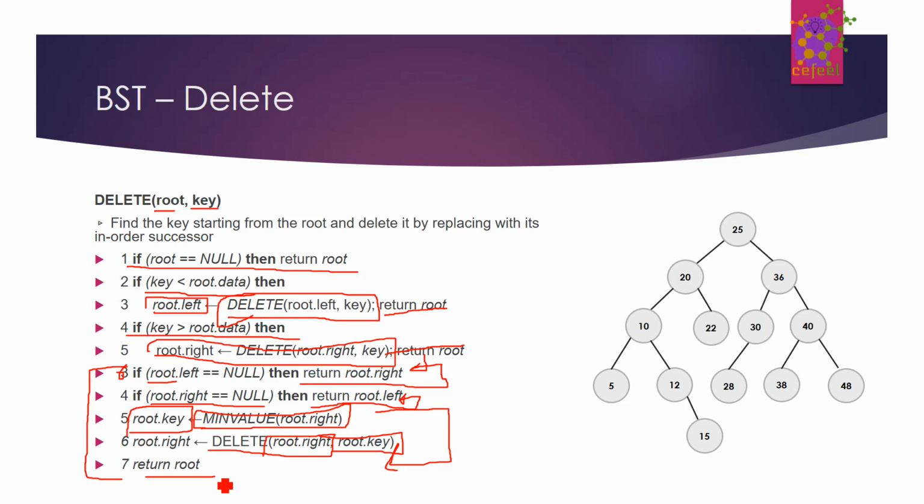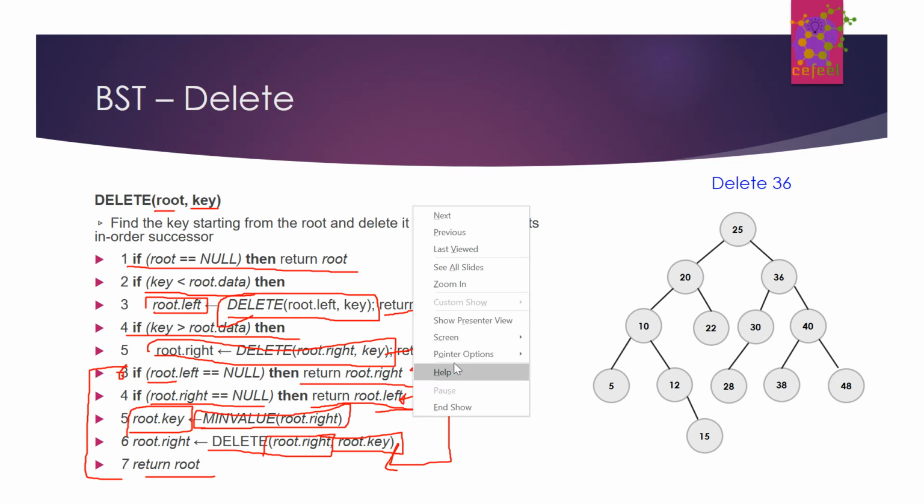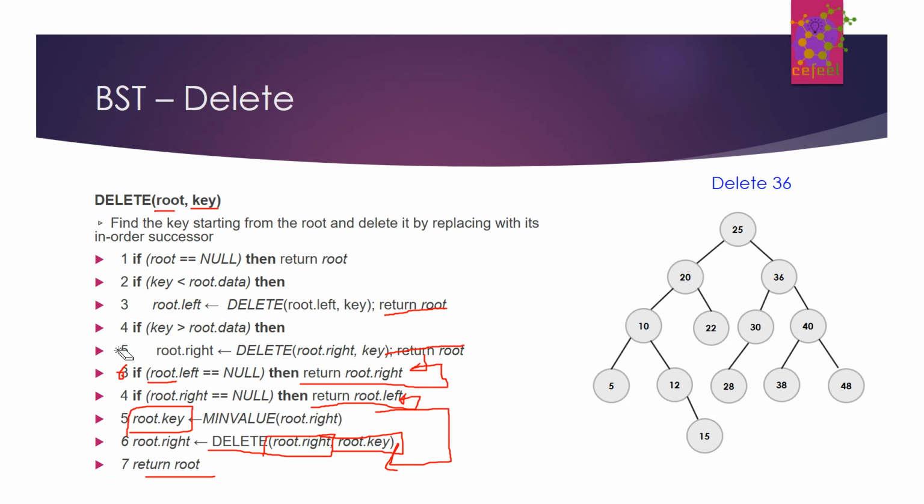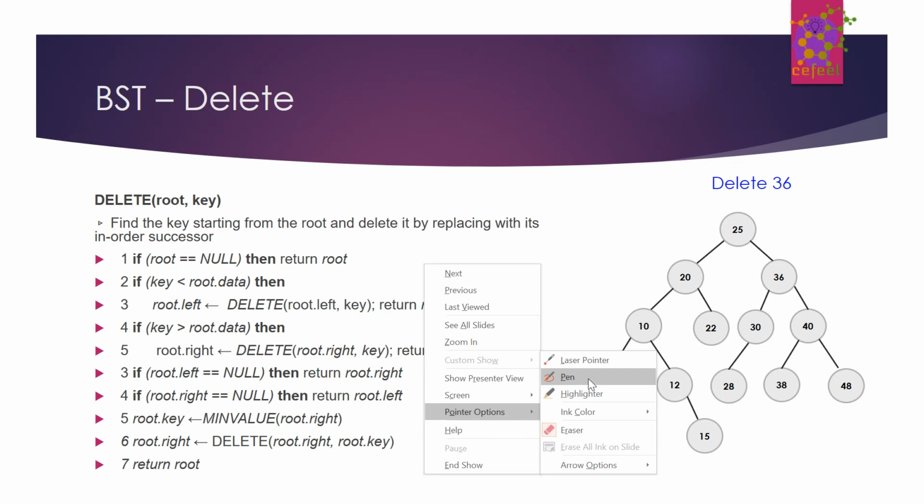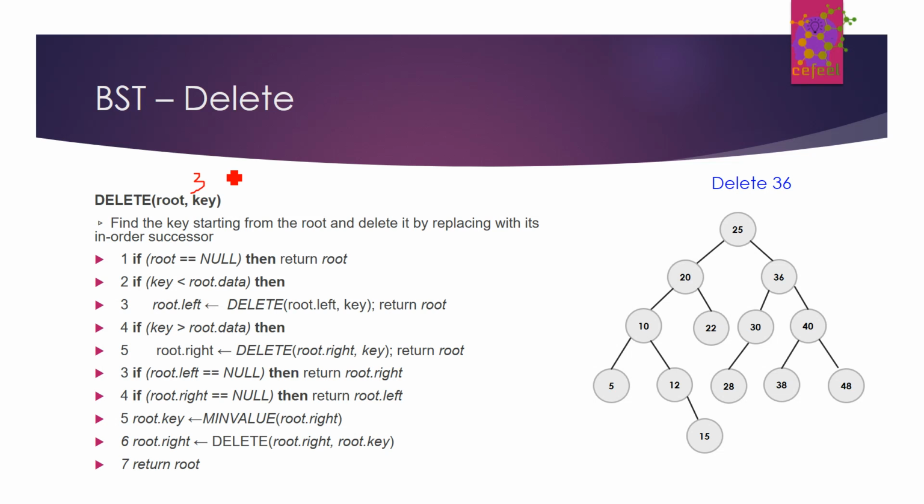Let's say this is the binary search tree which we have, and we need to delete node 36. Notice node 36 is in between over here. It has a left child as well as a right child, which means it's the most complicated case that can happen when deleting a node. So first step, the delete method is called, and it passes key as 36 and the root node as 25.